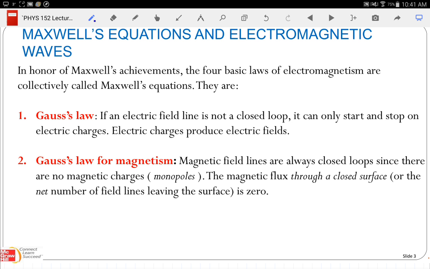The second one, as far as you and I are concerned, is useless. In electromagnetism, it's not useless, but for you and me, it is. The second one is Gauss's law for magnetism.